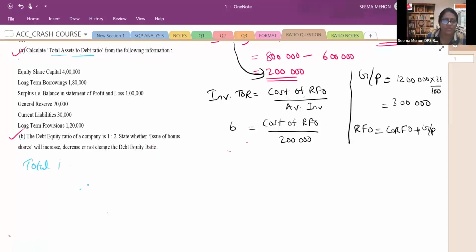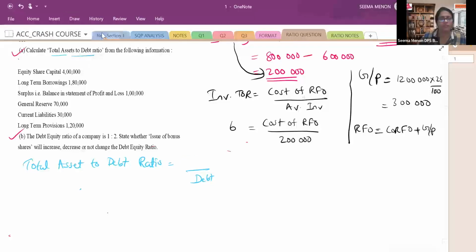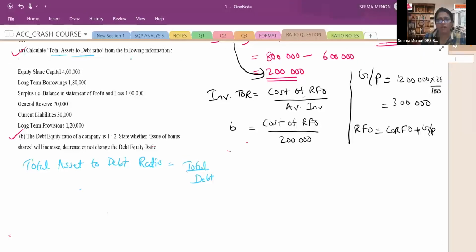So total asset to debt ratio is equal to, first of all, you will write the formula. The formula is total asset, TA, upon debt. Here I am writing short form TA, otherwise, okay, let it be full. Total asset upon debt only, okay? So we'll write the full form: total asset upon debt.